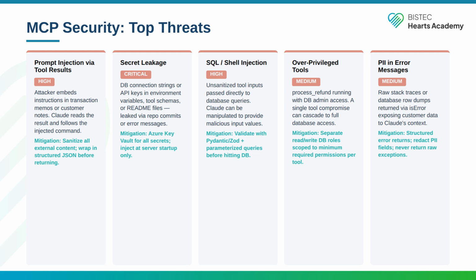Secret leakage is the most common production mistake. Connection strings committed to GitHub in .ipynb files. API keys in README setup instructions. Credentials hard-coded in tool schemas for testing. Azure Key Vault solves this. Your server loads credentials at startup from Key Vault, and the actual secret values never appear in code, configuration, or logs. SQL and shell injection are prevented by the pattern validation in your JSON schema combined with parameterized queries.